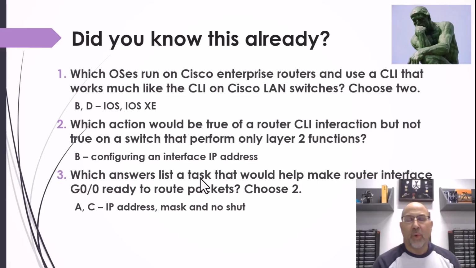So B. Question number 3, which answers list a task that would help make router interface G0/0 ready to route packets? Choose 2. Well, there's 2 things that we have to do. We need to give it an IP address and a mask, and no shut the interface. Now the tricky one on this is that one of the answers said give it the IP address and IP mask commands. So that's a little bit tricky. I'll show you in a second how to do an IP address and a mask on an interface. It's not a separate command, it's all part of one.